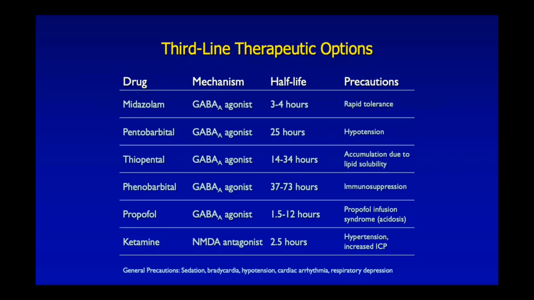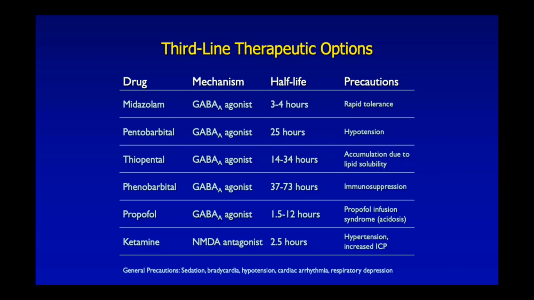Midazolam is the most common third-line medication used at my institution. Pentobarbital and thiopental are commonly used barbiturates. They're ultra-short-acting, administered by infusion. At my institution, phenobarbital, administered in high-dose bolus administration, is the most commonly used barbiturate therapy.